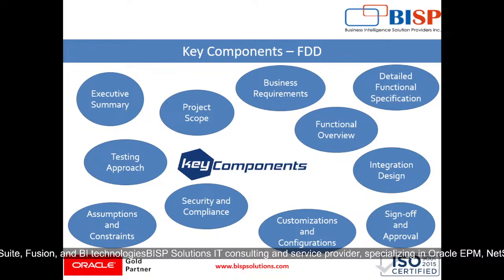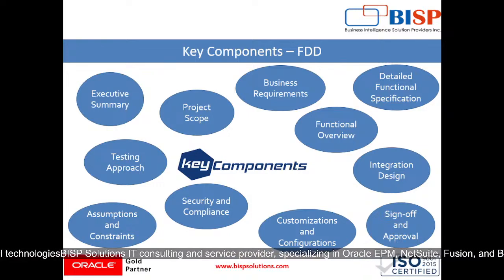Then comes our detailed functional specification, which means breaking down the functional requirements into detailed specifications. The contents involved are field-level detail for forms and screens, process workflows for key transactions, business rules, validations and logic, user roles and access permissions, and reports and dashboards required will be mentioned in the detailed functional specification.